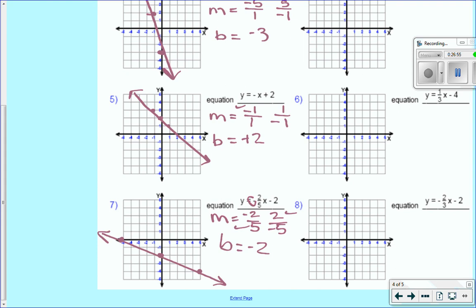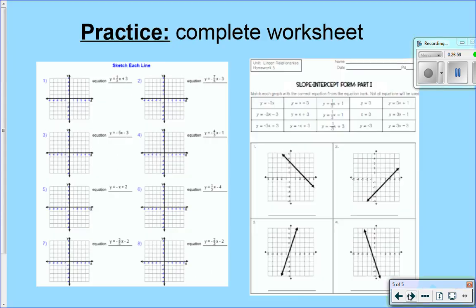Questions? All right, so your homework is to just finish the other 4. And this next part looks like there's a lot, but you're just matching the equation to the graph. Not all the equations will be used. All right, enjoy your wonderful weekend.